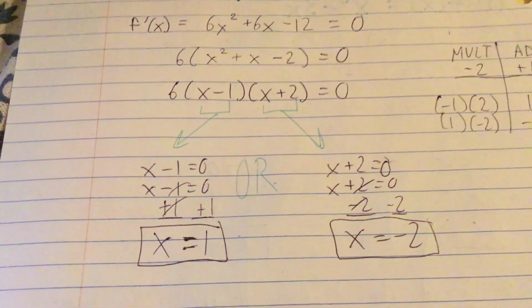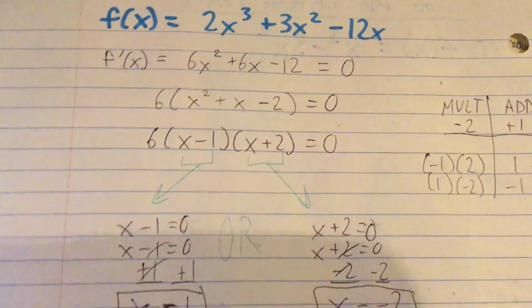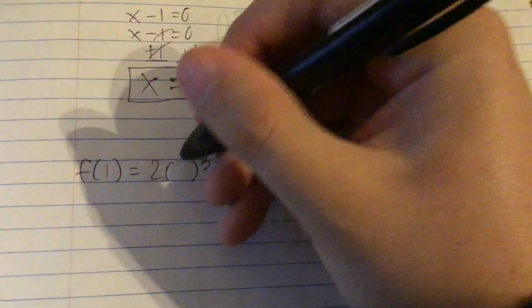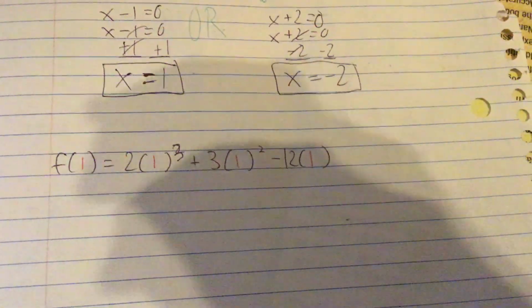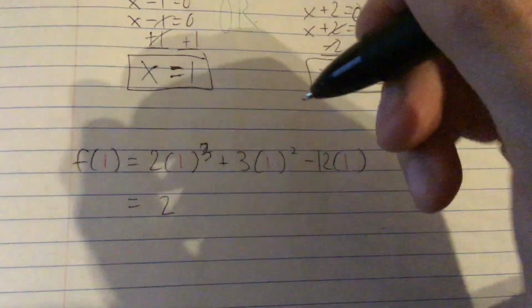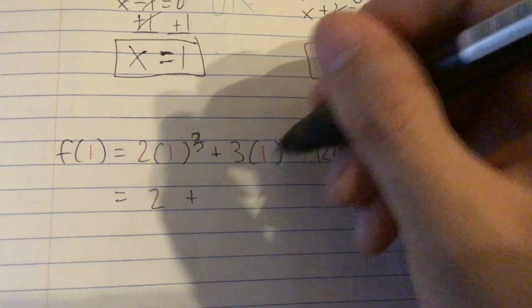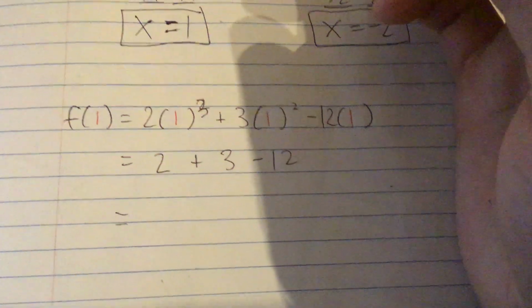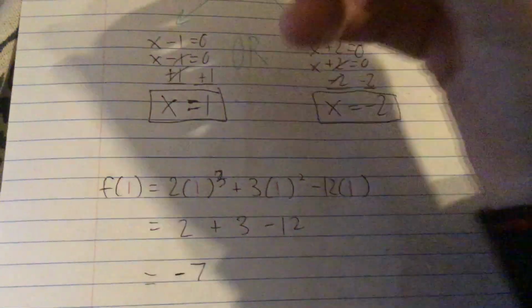All right. Now we need to figure out where the y coordinates are. So now we look at f of x, 2x cubed plus 3x squared. Oh, sorry, 2x cubed rather. So if I plug in x equals 1, well, that's just 1 cubed, which is 1. 2 times 1 cubed is 2. 3 times 1 squared is 3 times 1, so that's 3. And then negative 12 times 1 is negative 12. So 2 plus 3 is 5, minus 12 would be negative 7. Therefore, there's a critical point at x equals 1, y equals negative 7.